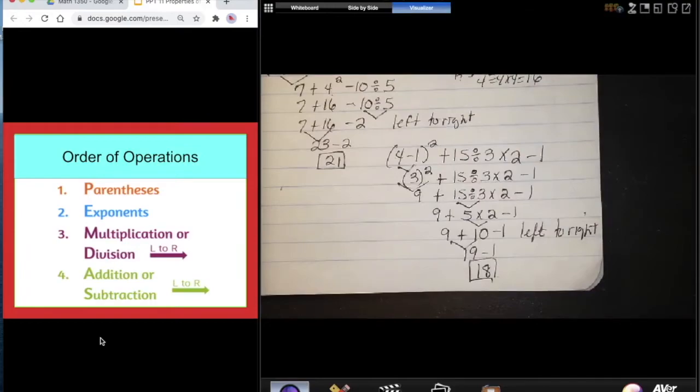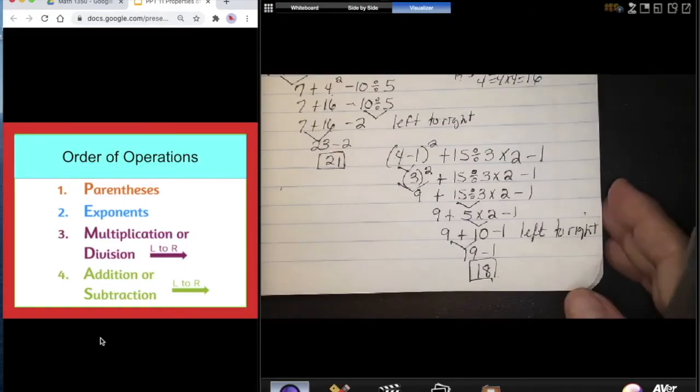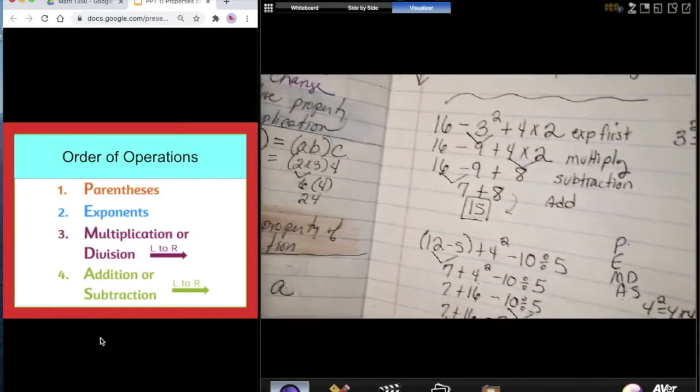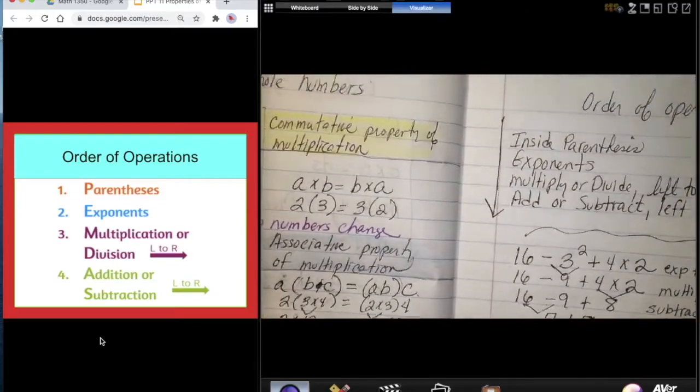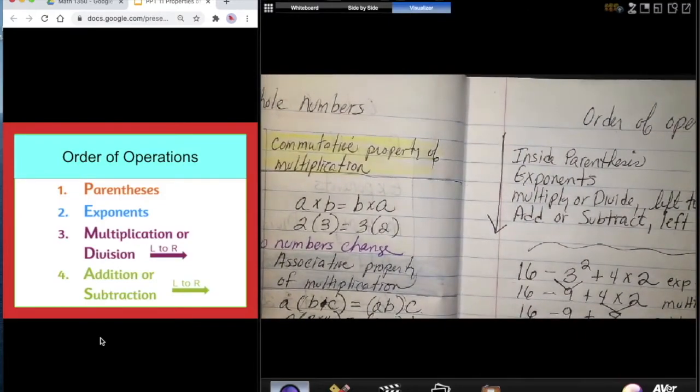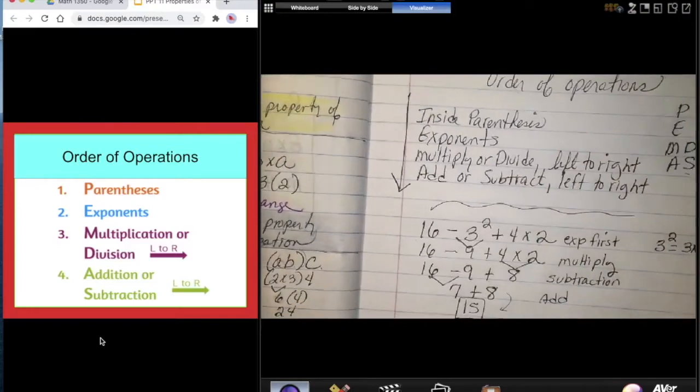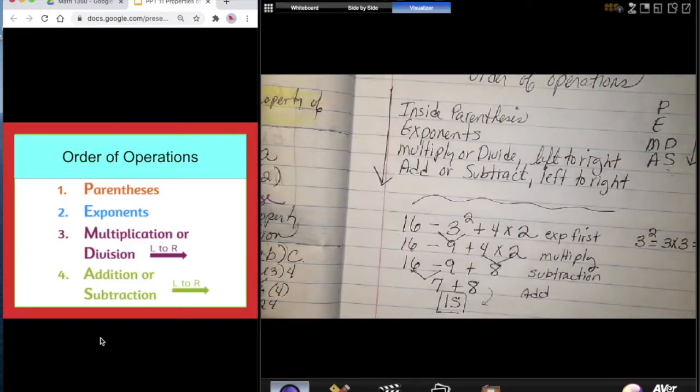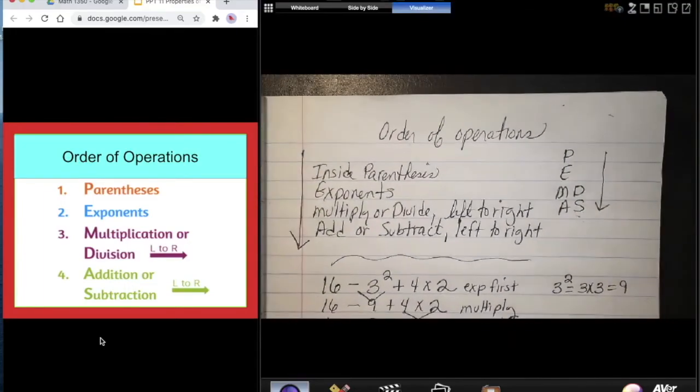Okay. If you need additional examples, you can feel free to copy some more in the back of your notebook in the notes section. So these are the last two topics in this unit: properties of whole numbers and the order of operations. Okay, I hope you enjoyed this lesson.